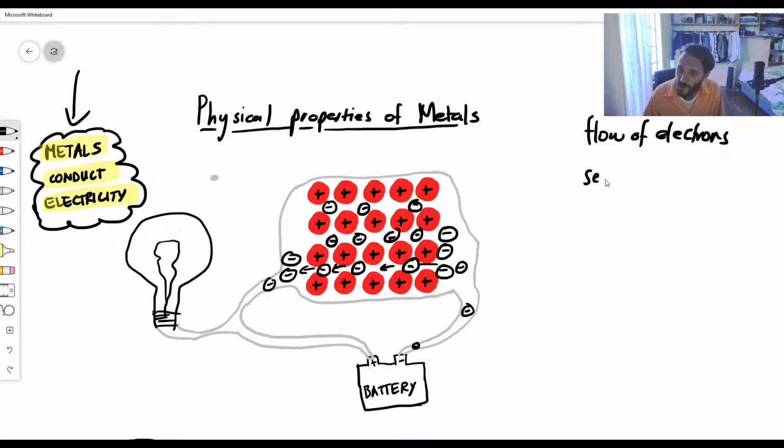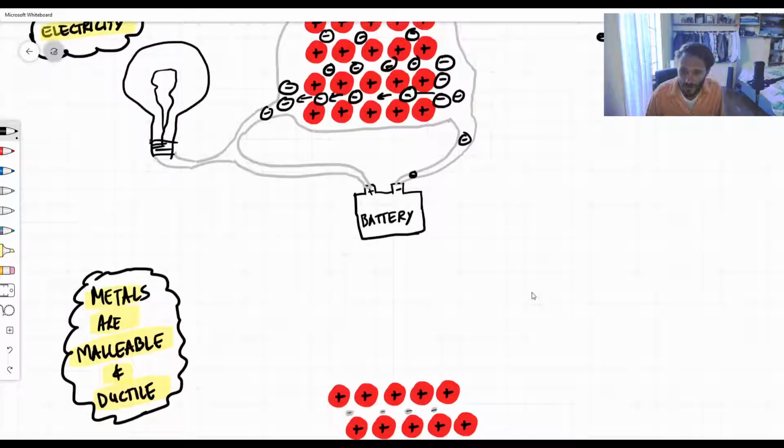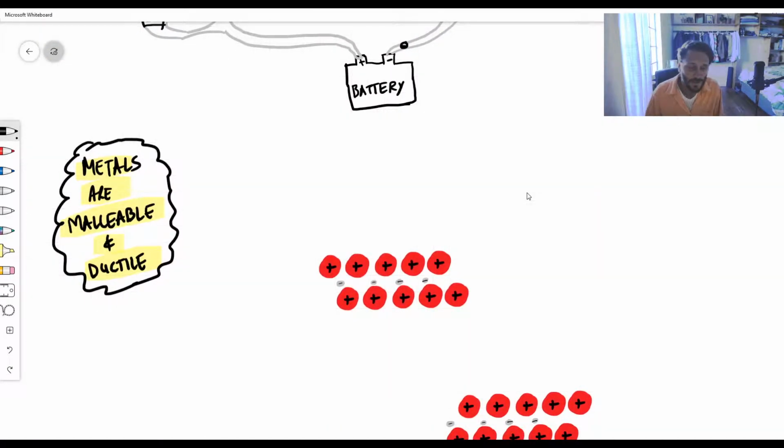Okay, so this is the movement of electrons through a metal, and it's the idea that we have a sea of delocalized electrons that allows this property to happen in a metal. So they conduct electricity. So this is one of the properties of metals. Of course, we have another two properties of metals, which is that they are malleable and they are ductile.